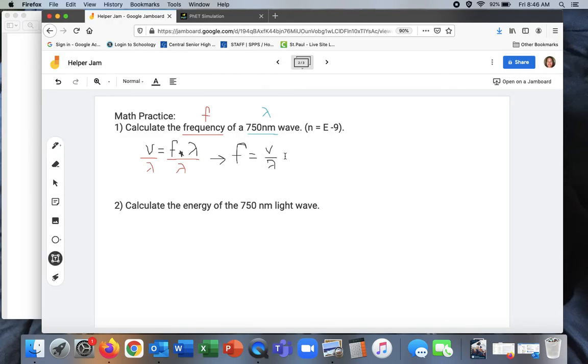Now, if I type the numbers in, some of you might be thinking, I don't know v. Well, if you're not given a velocity, and you know you're talking about light, then you should just use the speed of light in a vacuum, which is c. So hopefully you know that. I'm going to type it on the screen. If you don't know it, then you should write it down. So it is 300 million meters per second.